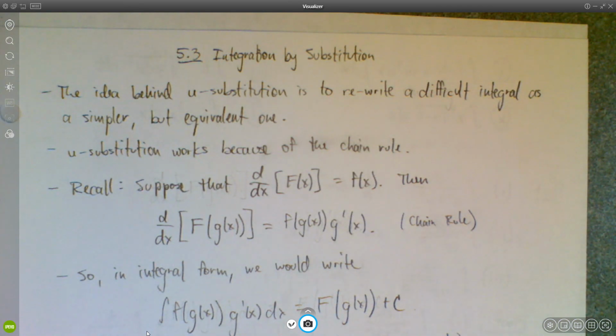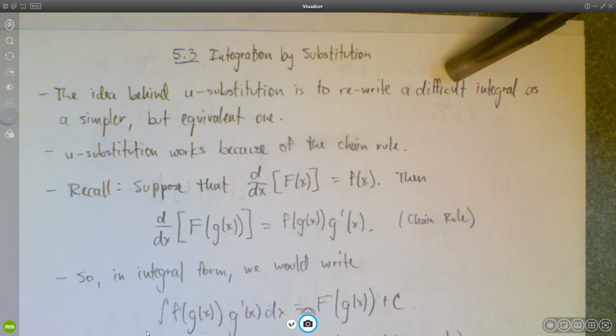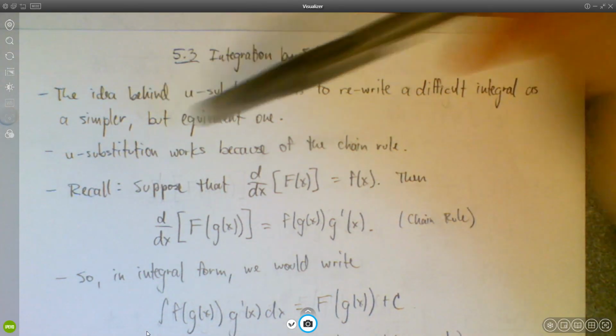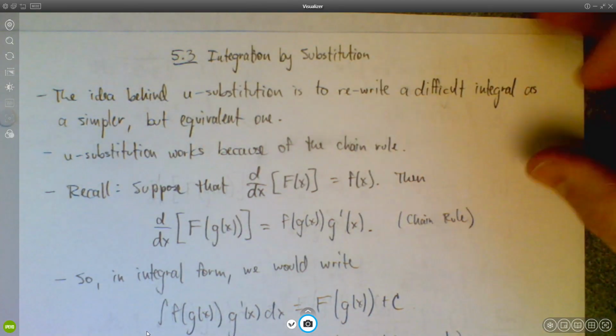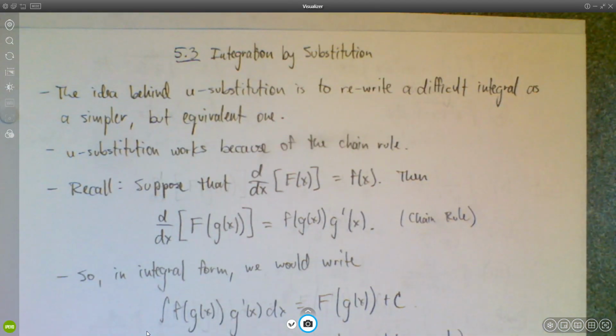You could use T or W or whatever else, right? Anyway, the idea is this. The idea behind U substitution is to rewrite a difficult integral as a simpler but equivalent one. And U substitution works because of the chain rule. Okay, so let's just remind ourselves of the chain rule.